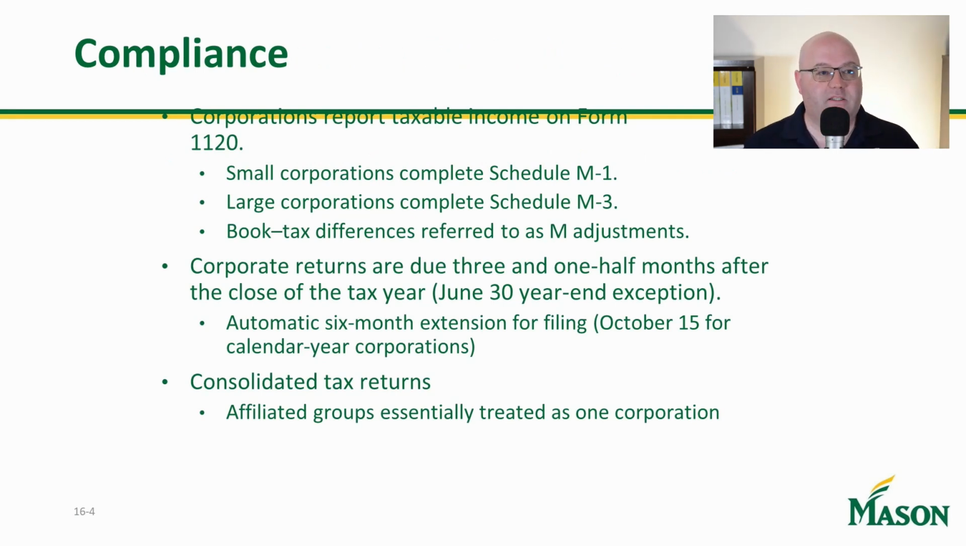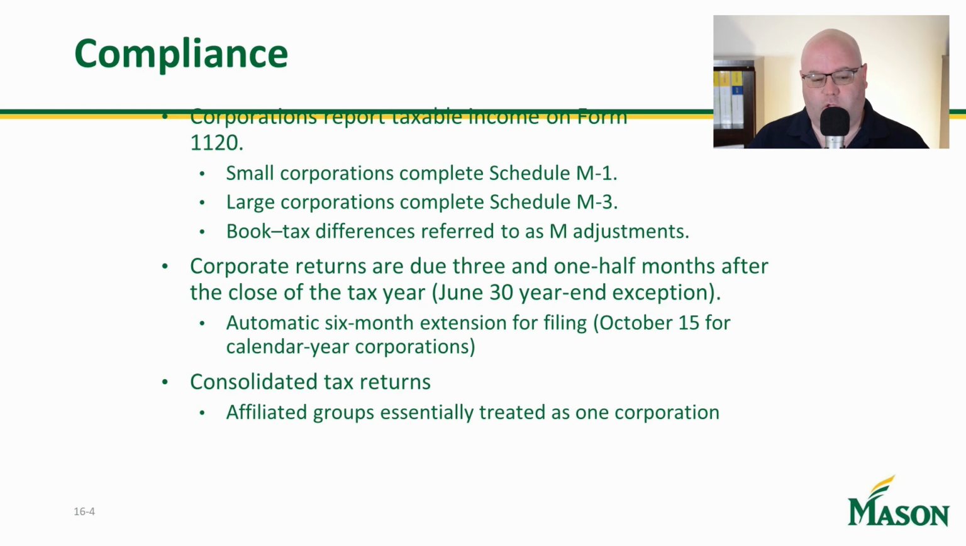On the compliance side, corporations report on Form 1120. Small corporations, you're allowed to use the Schedule M-1. If you take a look at an 1120, and I recommend that you have one of these when you're looking at this video, the M-1 is a very small book-to-tax reconciliation form that actually gets filed. It's usually, I think, on page 5 of the 1120.